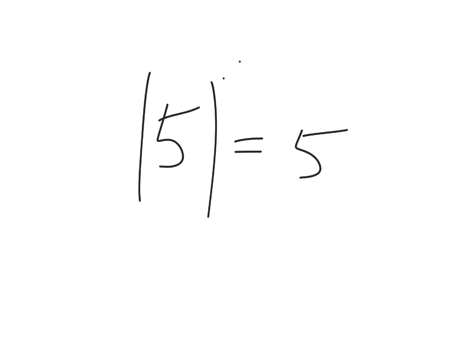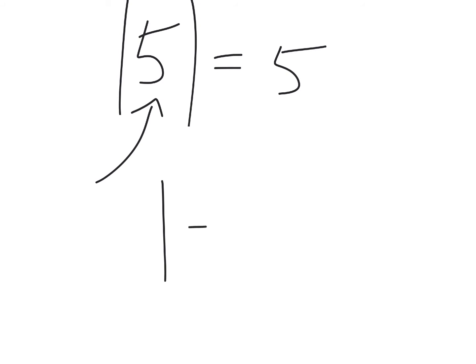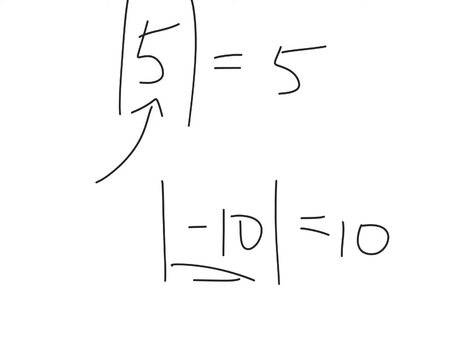So for today, I want to not only tell you what absolute value means, like, yeah, the answer to this is 5. But why is it 5? Because the question with absolute value bars is really saying, how far is this from 0? Or if it says this, it's saying, how far is this from 0? How far is negative 10 from 0? 10. That's why it always comes out positive.